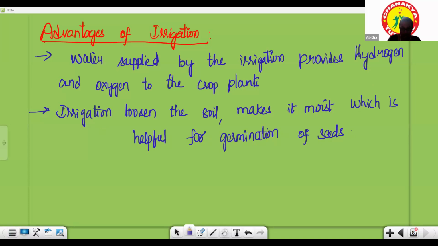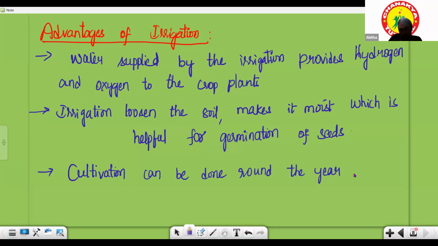The other advantage we can discuss is that cultivation can be done throughout the year, round the year, and not during the rainy season alone.